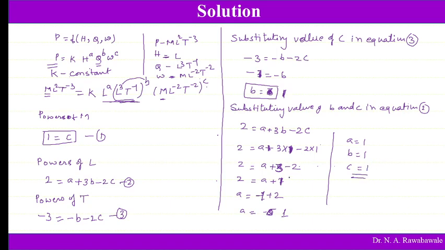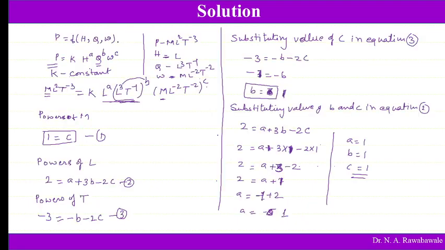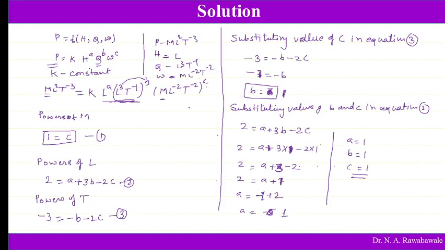So now we can write this power P is equal to K H to the power of A Q to the power of B and W to the power of C. So all values are 1. Therefore P is equal to K H Q W. So this is the relation between power and head, discharge and specific weight. So this equation we obtained as a result of this first problem. So here there was a mistake.